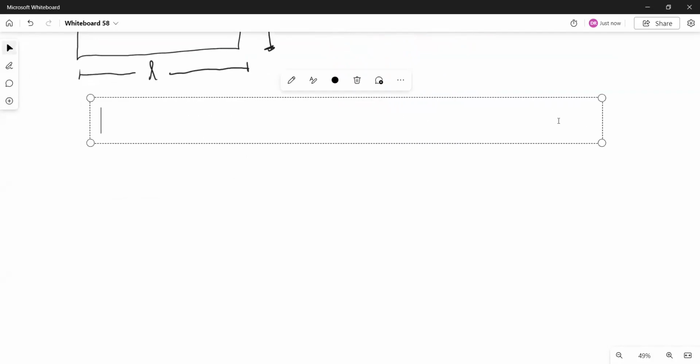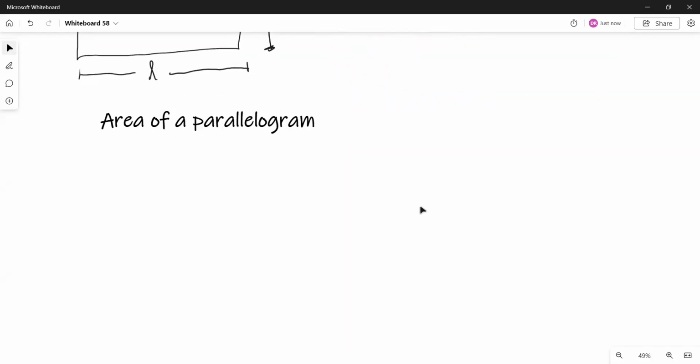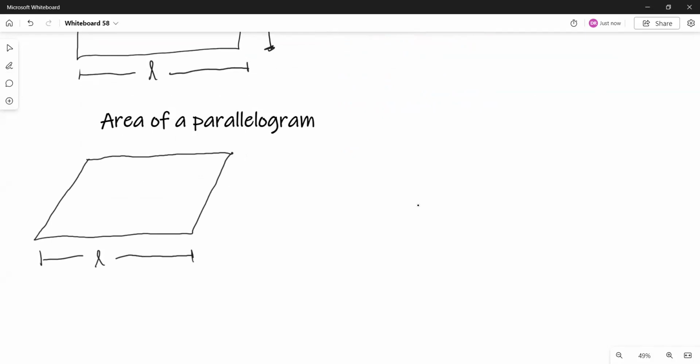Okay, so for the area of a parallelogram, a parallelogram is going to be something like this. It's going to be a figure such that the opposite sides and angles are equal. So let's say this parallelogram has a given base and a given height.